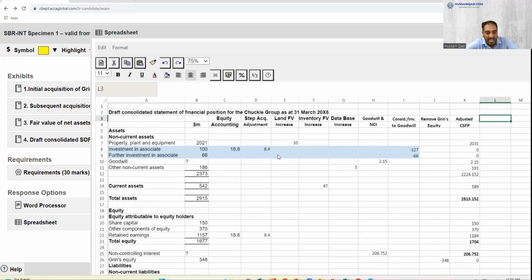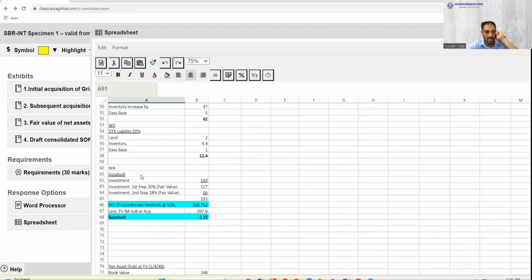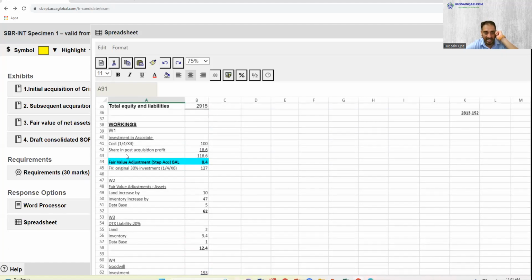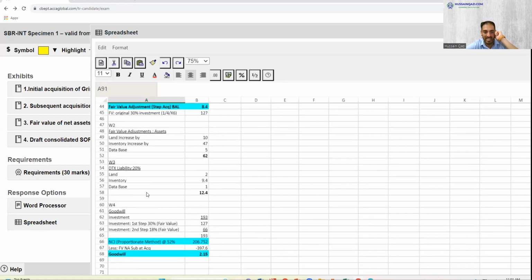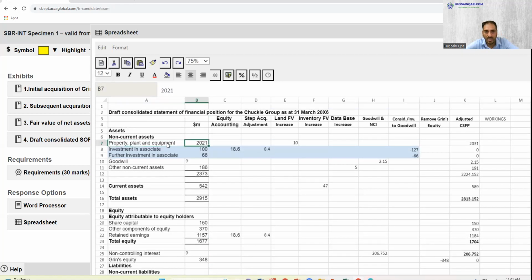Last point, I strongly suggest you have to show the workings. You have to label the workings. For example, the fair value adjustment, working number 1. Working number 1 is about associates adjustment. 2, fair value. 3, deferred tax. 4, goodwill and NCI. So let's put the workings.